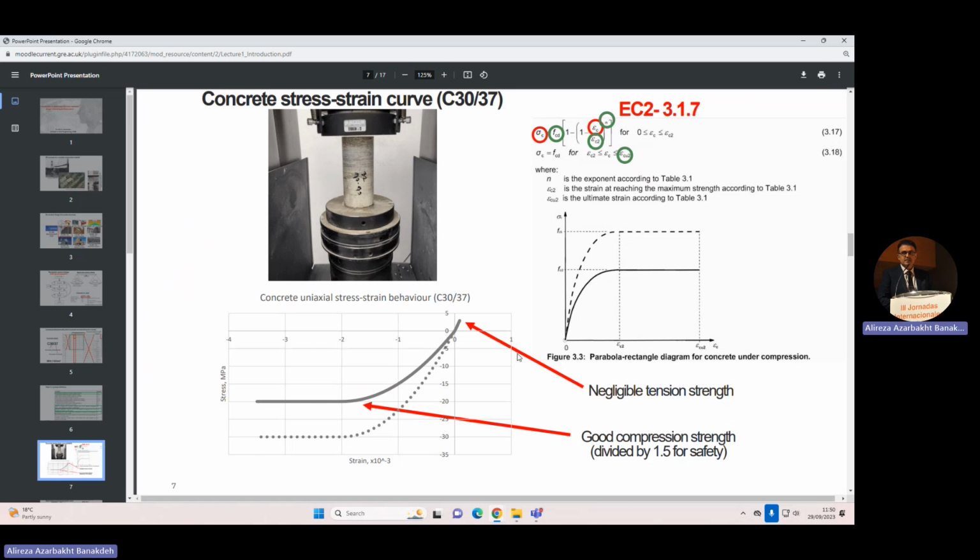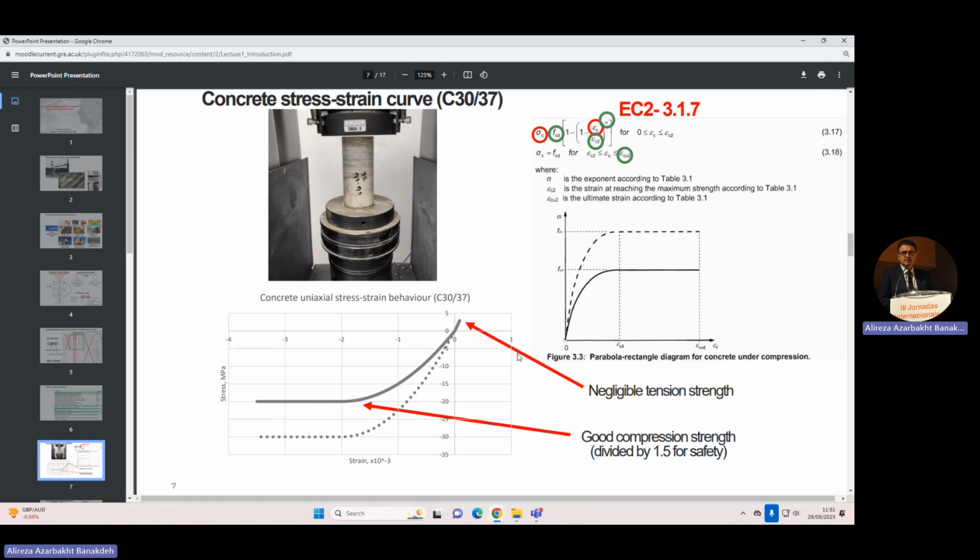Okay, cube is the second number. 30, 37, there is a relationship between them. The first one is almost 10 to 20% less than the second number. If you do the cubic one in the lab, for this type of concrete you will get something like 37. But the FCK is less than that. There is a relationship to transfer them together. And it's around 30, right?